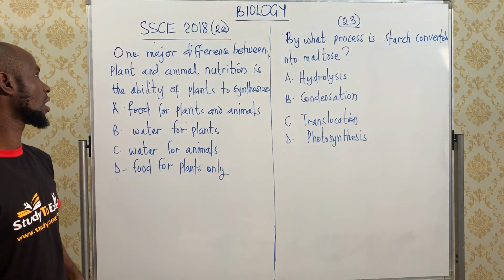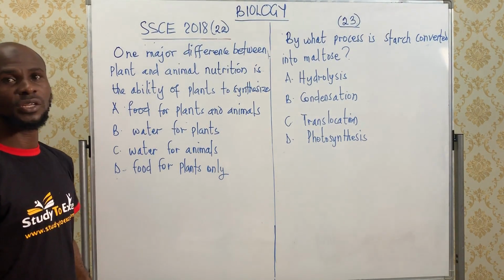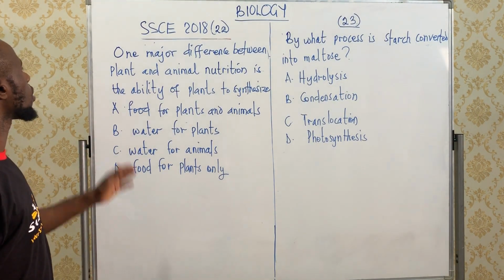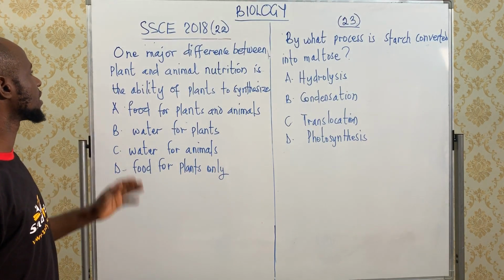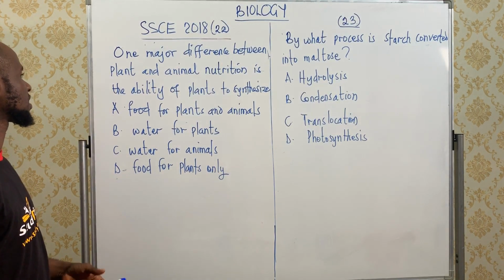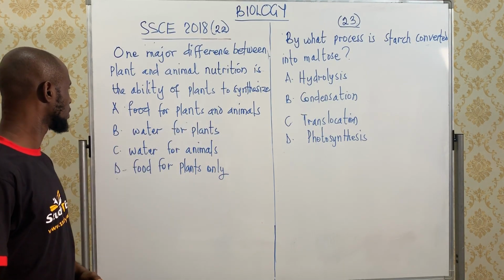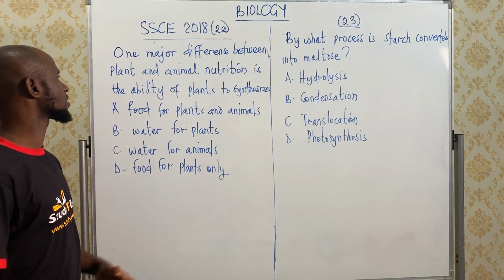I will continue our class on the past question and solution. We are in question 22. One major difference between plant and animal nutrition is the ability of plants to synthesize. Let's look at it. Food for plants and animals, water for plants.